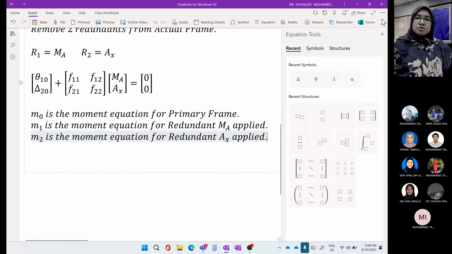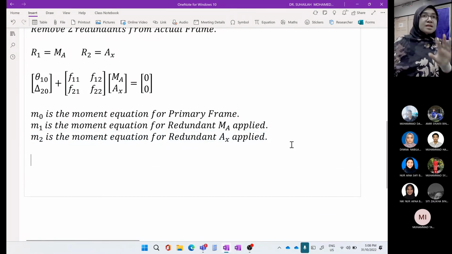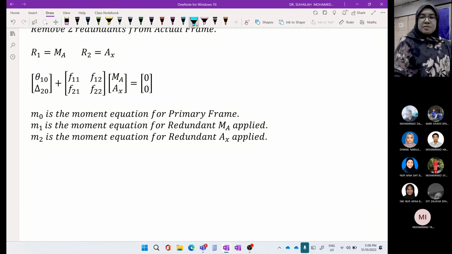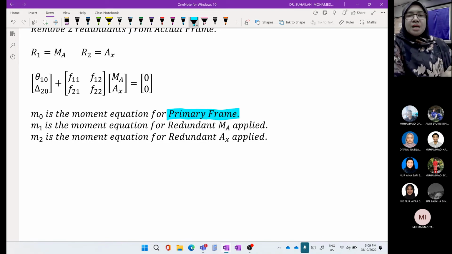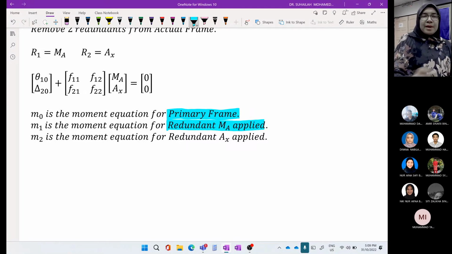Okay. So what are the three systems that we are going to analyze? The three determinate systems. The first one is the primary frame. Second one, redundant MA applied, redundant 1. The third system, redundant AX applied.